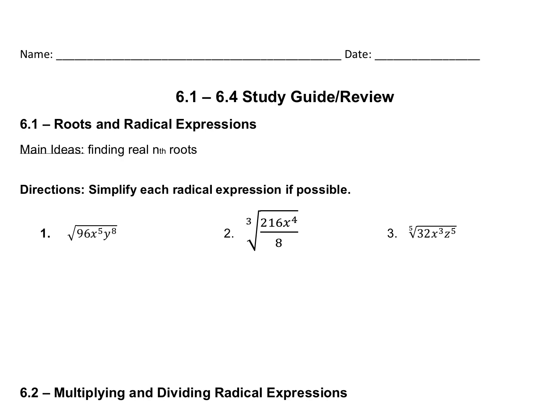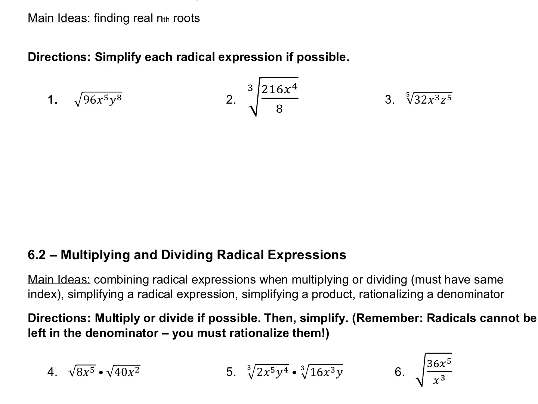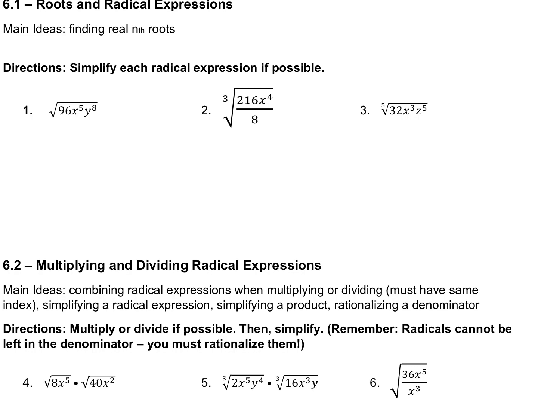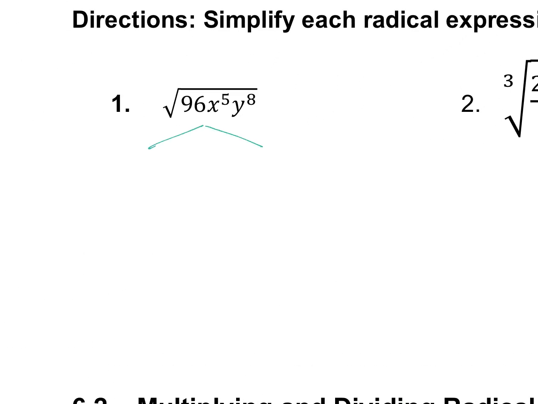Okay, so the review 6.1 to 6.4, this kind of talks you through like each section at a time. So the first section, 6.1, that was roots and radical expressions. Basically finding the real nth roots of something. So what we're gonna do, it says simplify each radical expression if possible. So number 1, this is where we broke it down into the perfect and the not so perfect. So starting with this guy here, we're going to break that down into what perfect square is 96 divisible by.